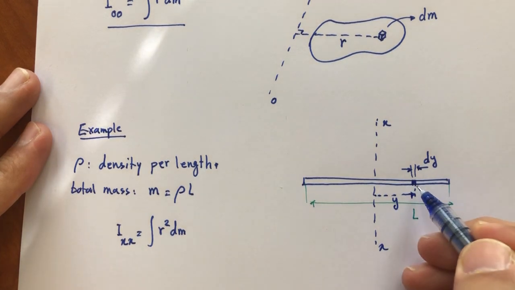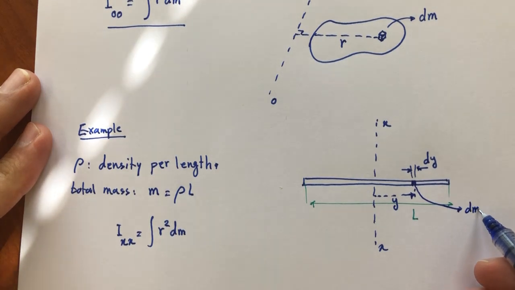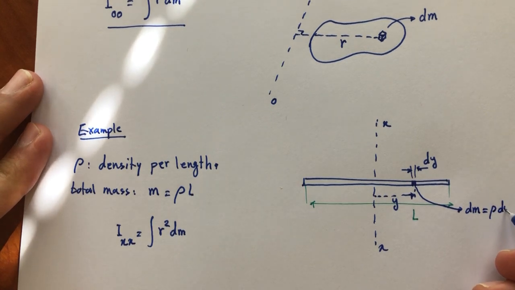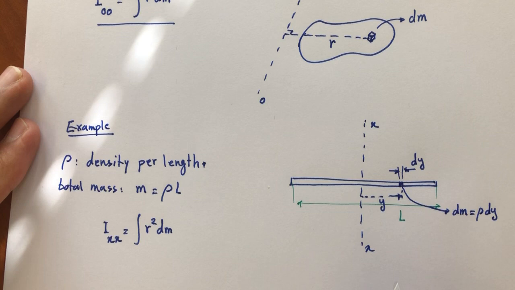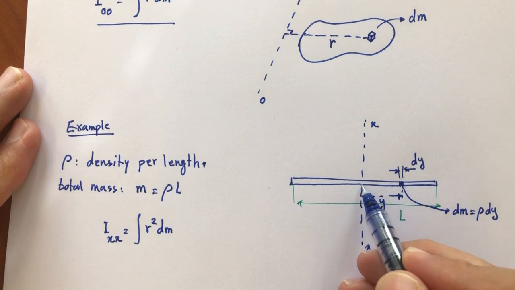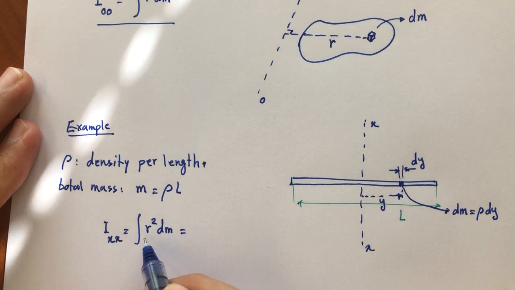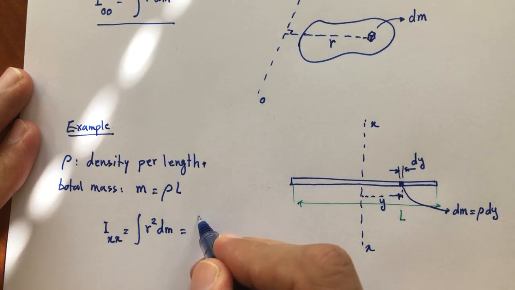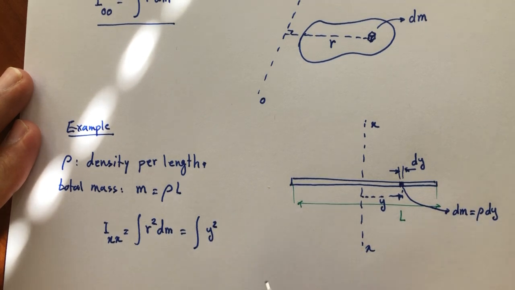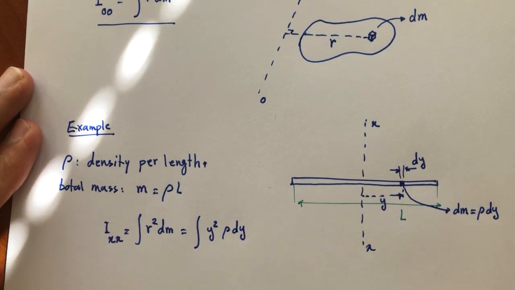Okay, so the mass of this piece, or the dm, based on the definition of rho, is going to be rho times dy, right? So the mass of this piece of our body is rho dy, and the distance of it from the x-axis is y. So my r in this integral is y. So we are going to have the integral of y squared times dm, and dm is rho dy. Now everything is in terms of y.